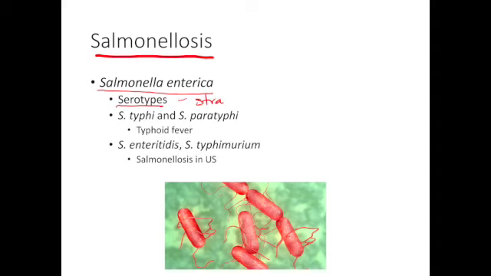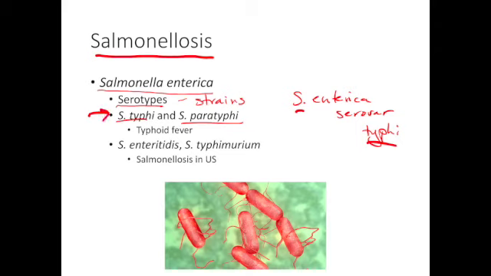What's interesting about this species is that there are a number of what are called serotypes. This is just a different word that means strains, different subtypes of bacteria within that species. They get shortened to something like Salmonella typhi or Salmonella paratyphi, but the true name would be Salmonella enterica serovar typhi, which is a really long name, and hence we shorten it to just S. typhi.